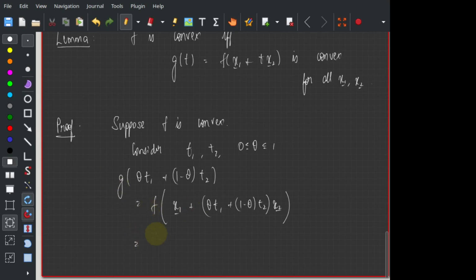Okay, very good. So let's do that. Since theta is between 0 and 1, I can write x1 as theta x1 plus 1 minus theta x1, plus theta t1 x2 plus 1 minus theta t2 x2.